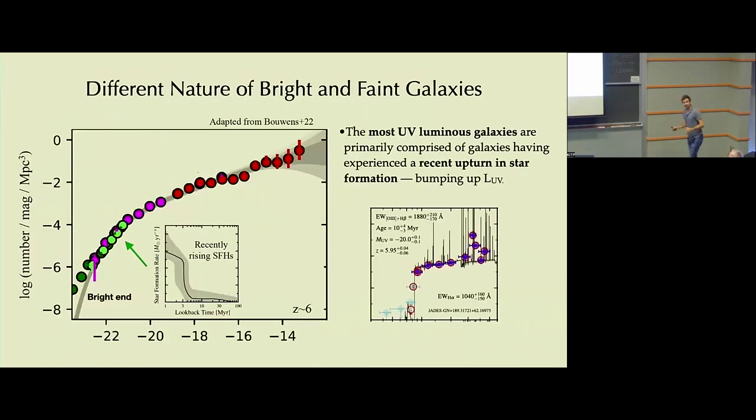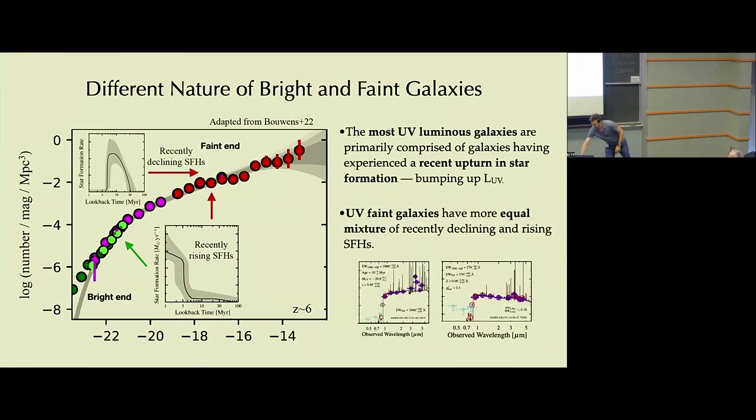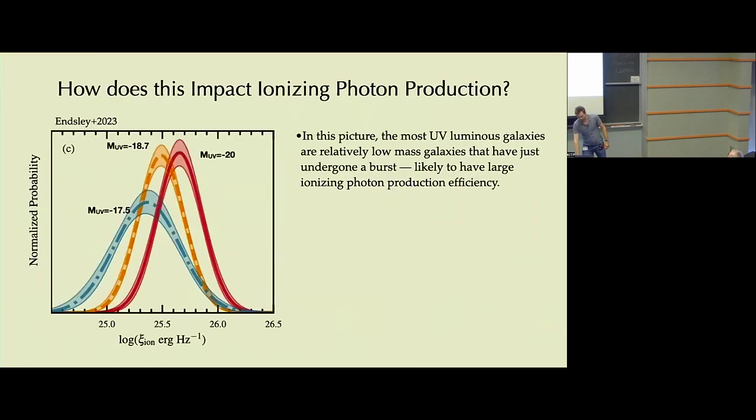Okay, so just to show you pictorially what I think the data are suggesting, the most UV luminous galaxies are luminous because they recently underwent a burst of star formation that has bumped up their UV luminosity. Okay, those at the faint end have a more equal mixture of rising and declining star formation histories.